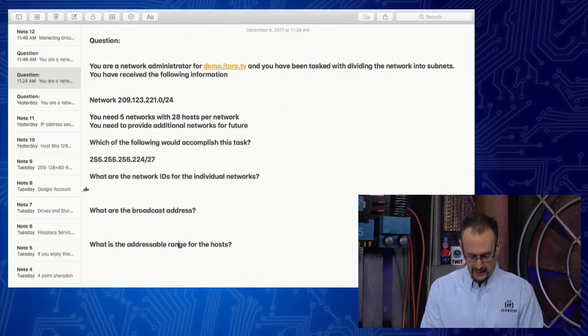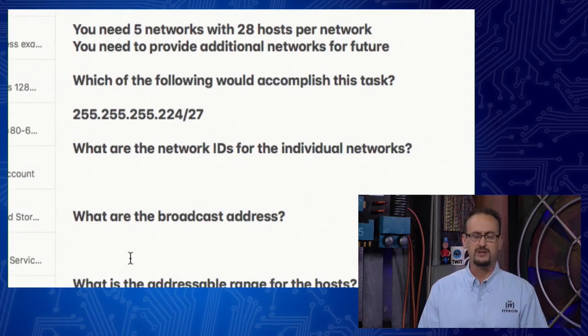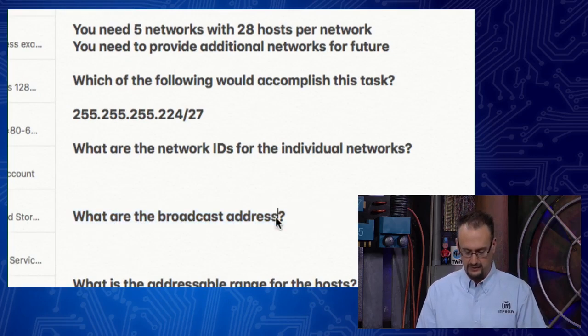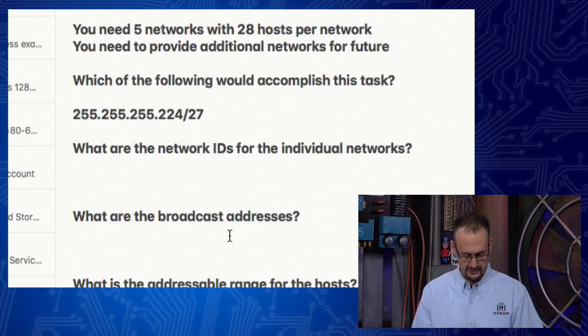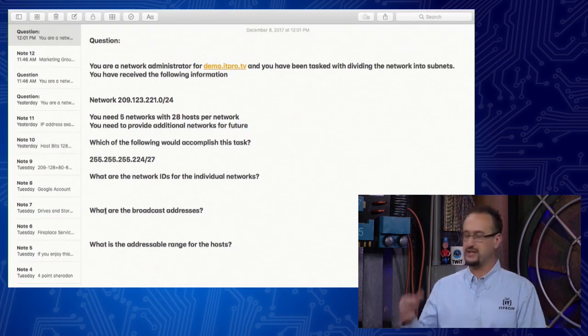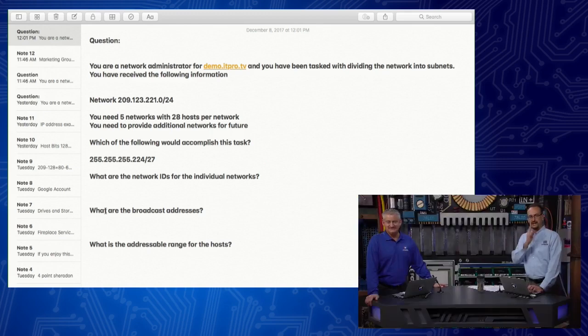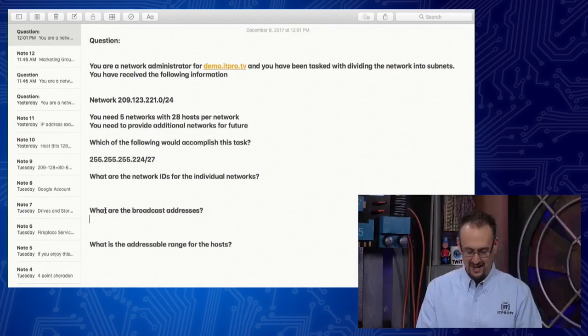Now, we also have to look at the next part of the question, all right? If we know now what the network IDs are, the next part of this would be what are the broadcast addresses? And let me go ahead and use a little bit better English there so my teacher isn't mad at me. What are the broadcast addresses for these networks?